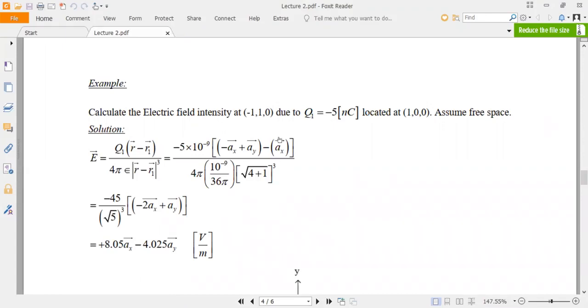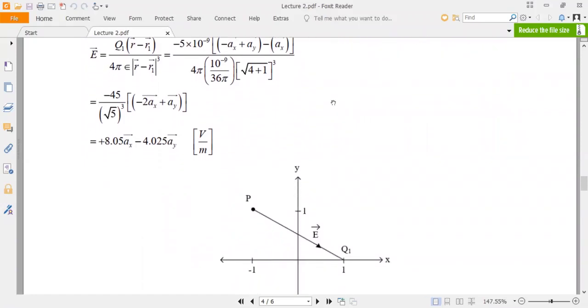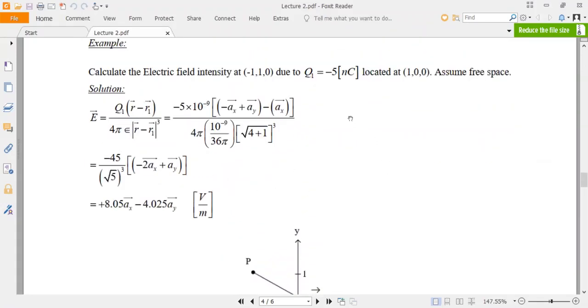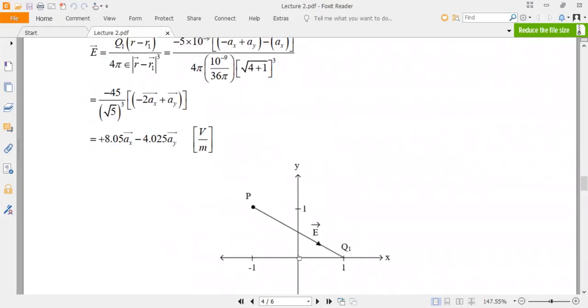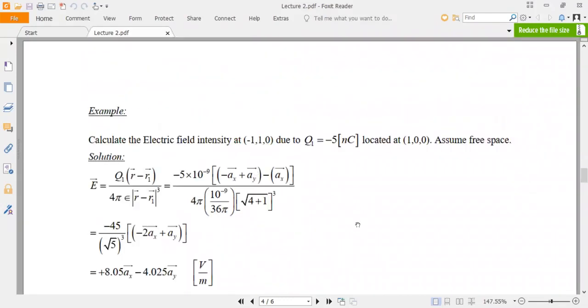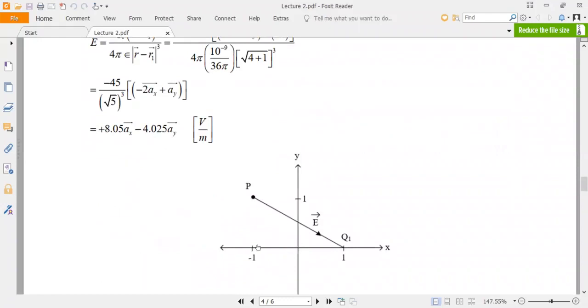Now let's visualize this. What is happening? See here, it is easier for us to visualize because your Z is 0, so you are in the XY plane. Your Q1 is placed at X equals 1 and Y equals 0. So here is my Q1, and my point is (-1, 1, 0). So this is my point and this is Q1.